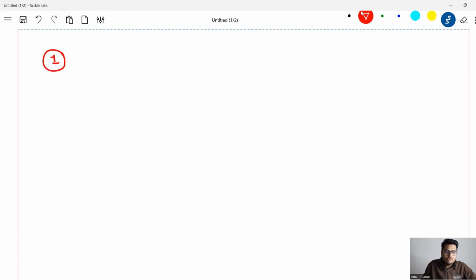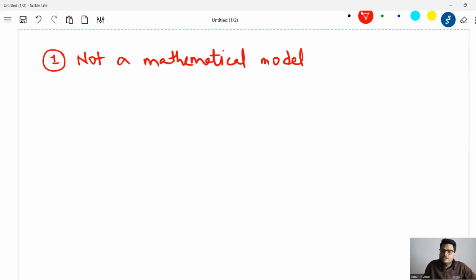Number one, you have to tell that it's not a mathematical model. Okay? It's not a mathematical model. What is a mathematical model? A mathematical model is a model where an equation is fit to the data. For example, linear regression, logistic regression. This is not a mathematical model. Okay. Then how does a decision tree work?